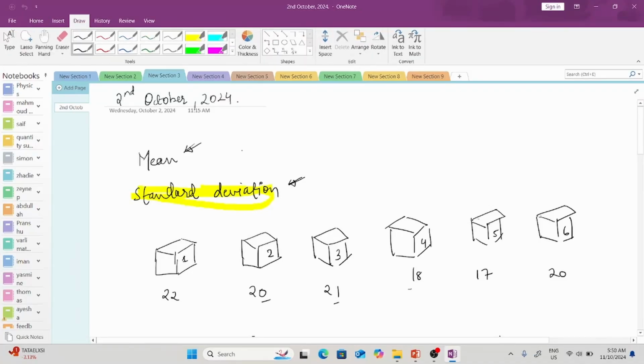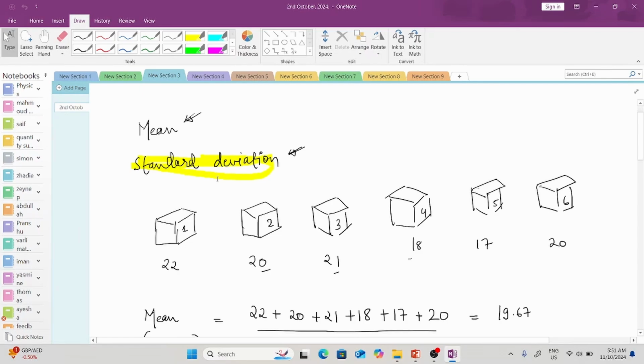Hello students, in today's class we will discuss mean and standard deviation. What does mean mean, and what does standard deviation mean? That we will try to understand. The mean of any group of data is generally known as the average. So if you are finding an average, that means you are finding a mean. Let us try to understand with a small example, and then we will go to a few questions.